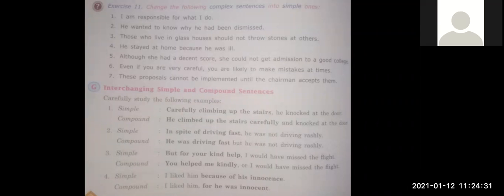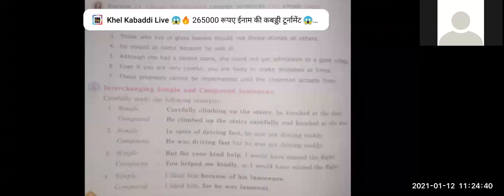Next sentence, in spite of driving fast, he was not driving rashly. Right, everyone? So only one sentence, the subject is there, he. So it will become, he was driving fast. In spite of driving fast means he was driving fast. He was driving fast, but he was not driving rashly. He was not driving rashly. He was driving fast, but he was not driving rashly. Right, everyone? Let's go to the third sentence.